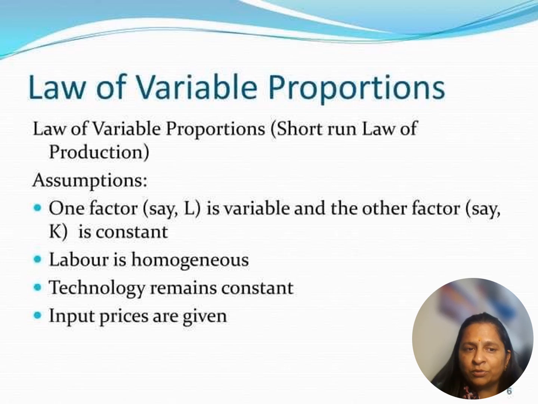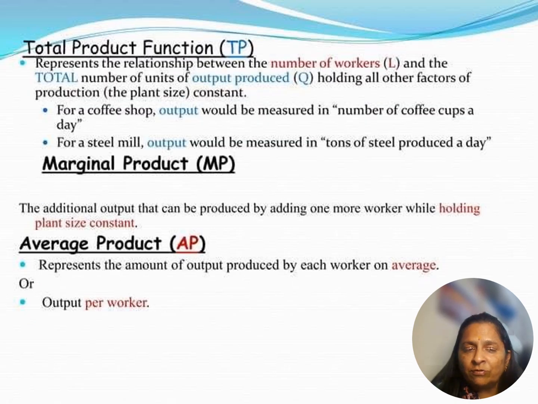The law of variable proportion always applies in the short period. Labor is the only variable factor and K, capital, is constant. Labor is homogeneous, all labor units are similar. Technology and other factors remain constant.